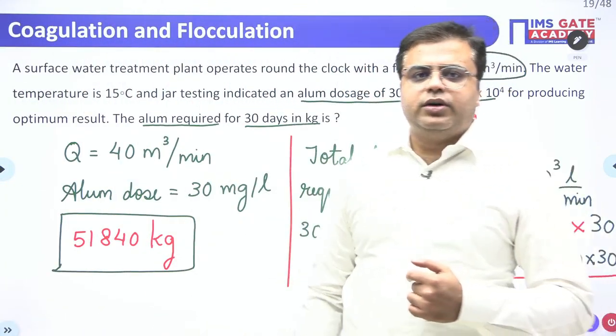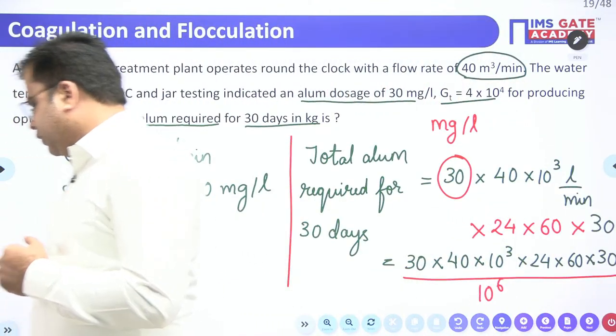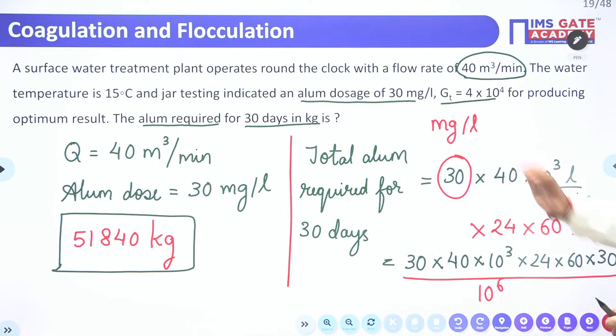Good, Hitesh, good. Good, Varsha, it is 51840. Correct answer. Okay. So hopefully this is again a simple question. It is a kind of question which was already asked for 1 mark, but with some different data, right?